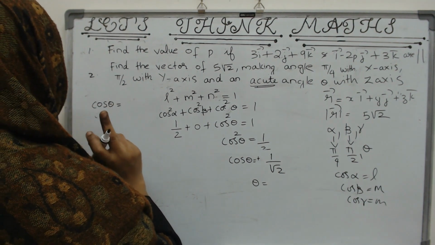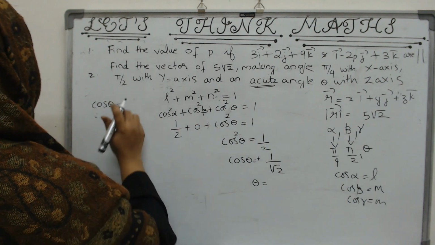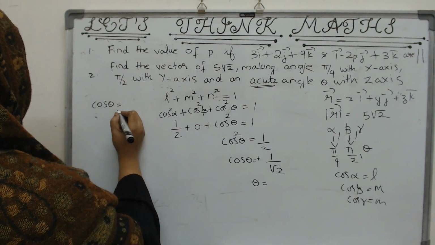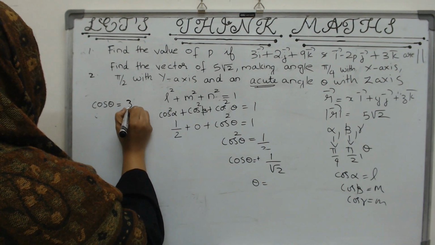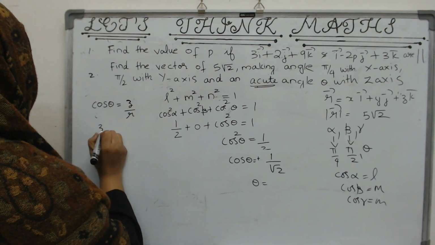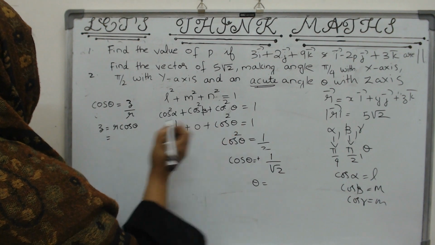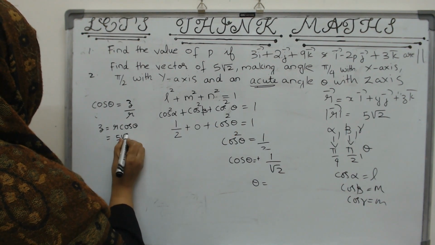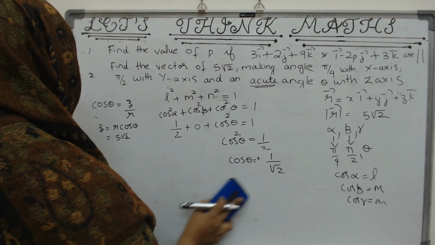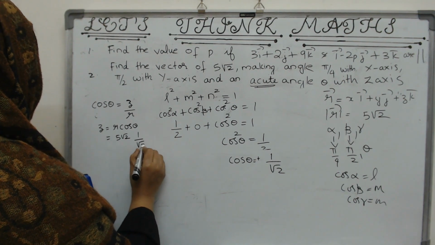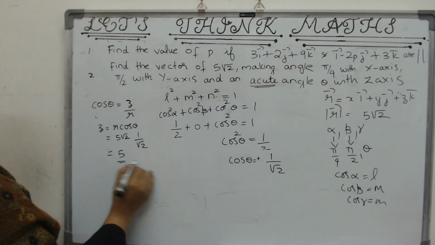It is the angle it makes with the Z axis. So it will be what? Adjacent side by hypotenuse, that would be Z by R. But then what is Z? It is R into cos theta. R is 5 root 2. Cos theta is 1 by root 2. So Z is 5. You have got Z.